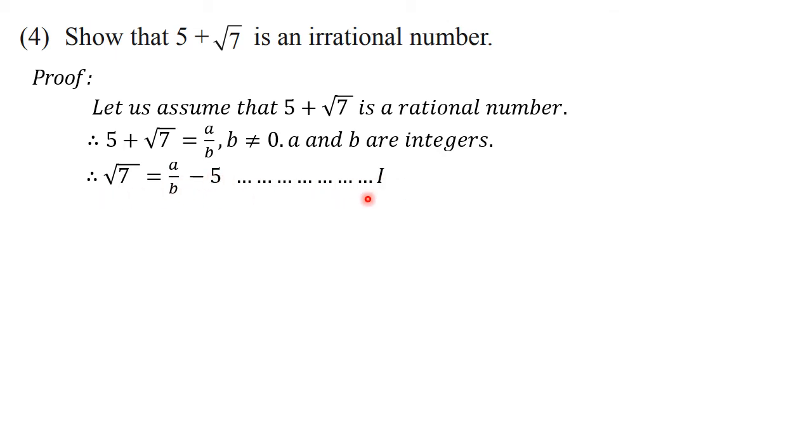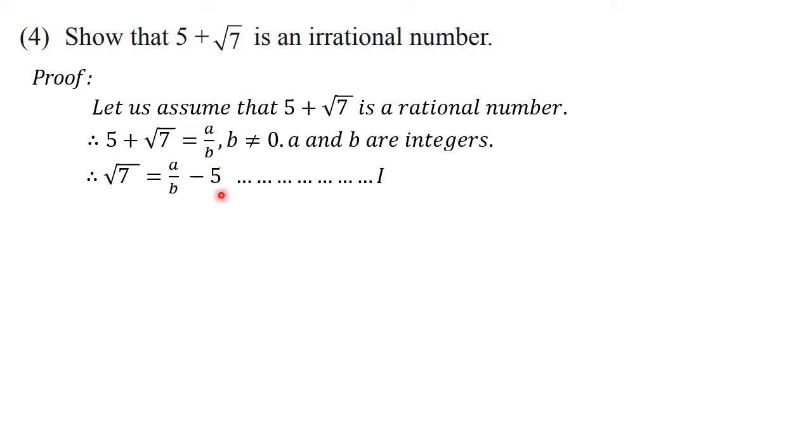Number this equation as 1. Now let's compare both the sides of this equation. That means let's compare the RHS, right hand side, and LHS, that means left hand side. Okay, now see what we have written. A and B, they are integers.